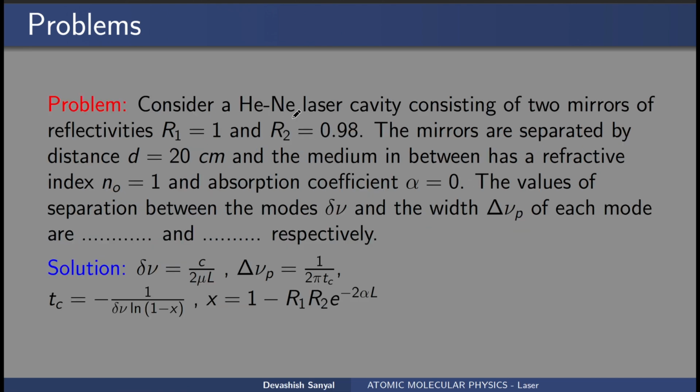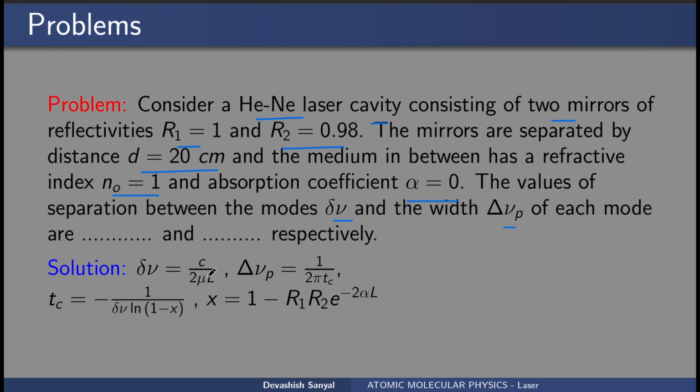So we go to the next problem. Consider the helium neon laser cavity consisting of two mirrors of reflectivities R1 equal to 1 and R2 equal to 0.98. The mirrors are separated by D equal to 20 centimeters, and the medium in between has a refractive index of 1 and absorption coefficient alpha equal to 0. We have to find the values of the separation between the modes delta nu and the width delta nu p of each mode.